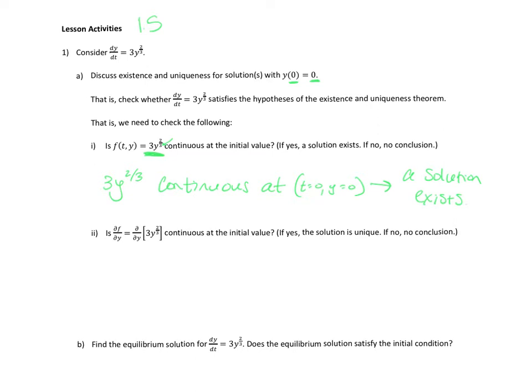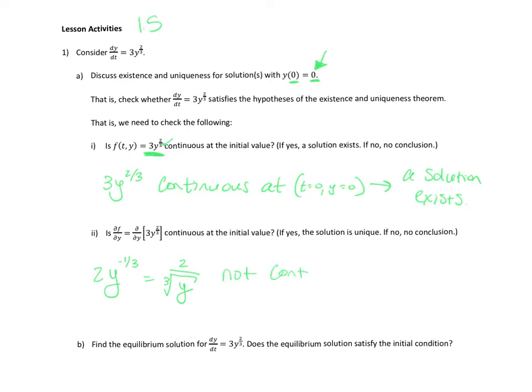Okay, then part 2 is where we look for uniqueness, and I take the partial with respect to y of 3y^(2/3). So you bring the 2/3 down, and you get 2y to the 2/3 minus 1, which is negative 1/3. And that is 2 over the cube root of y. And I actually can't plug in y equals 0, right? The initial condition is t equals 0, y equals 0. No problem with t, but I can't plug in the initial condition here. The function does not exist.